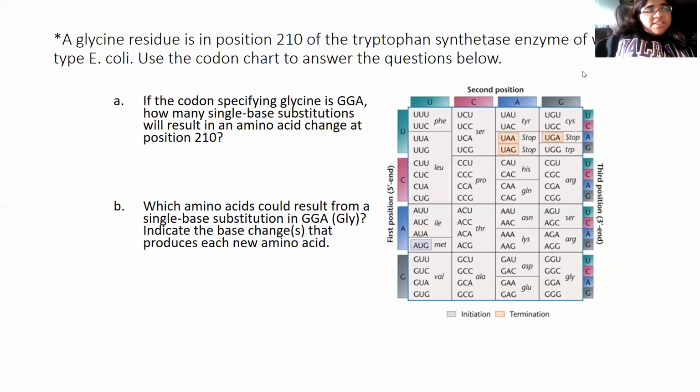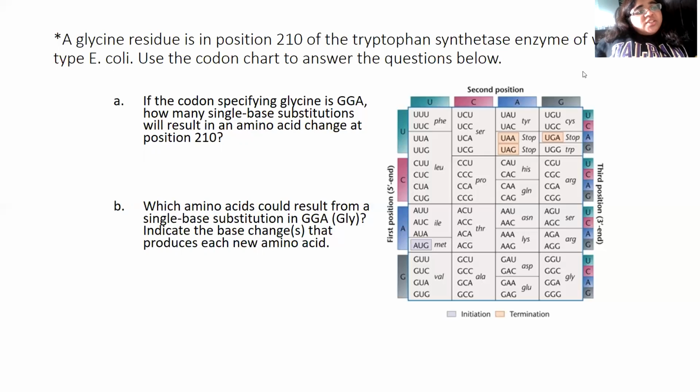So in this question, a glycine residue is in position 210 of the tryptophan synthetase enzyme of wild type E. coli. Use the codon chart to answer the questions below. If the codon specifying glycine is GGA, how many single base substitutions will result in an amino acid change at position 210?